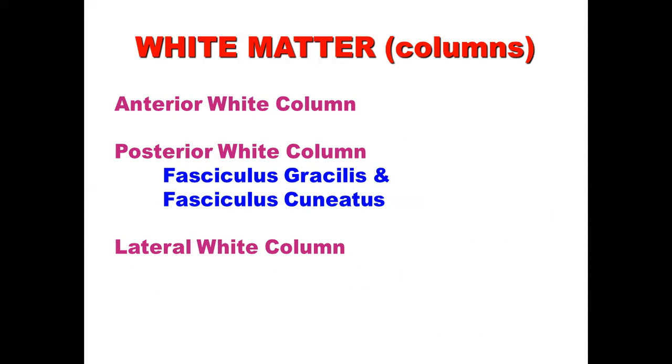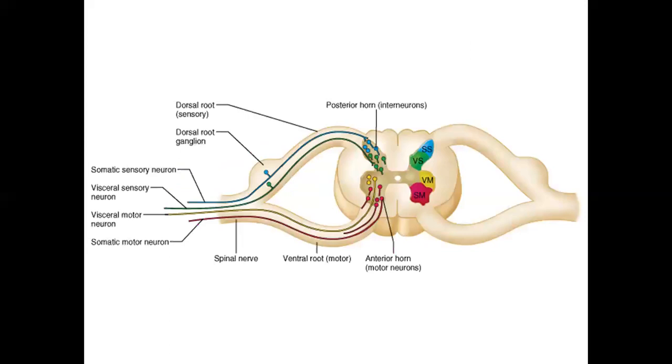Both types of tracts are present in the columns, but the posterior white column contains only the ascending tracts, no descending tracts. And only two ascending tracts, we can say that the posterior white column is full of only two ascending tracts, that is fasciculus gracilis and fasciculus cuneatus. These are responsible for carrying proprioception and fine touch. Gracilis from the lower half of the body below the head and neck, and cuneatus from the upper half of the body below the head and neck.